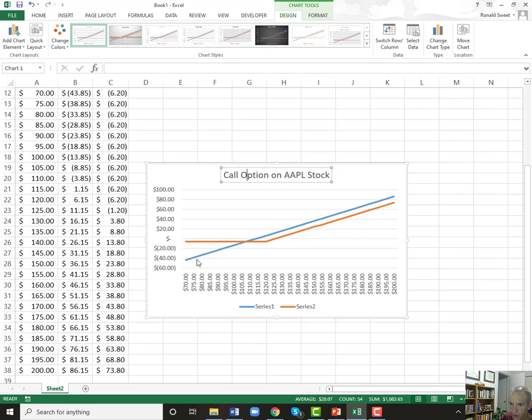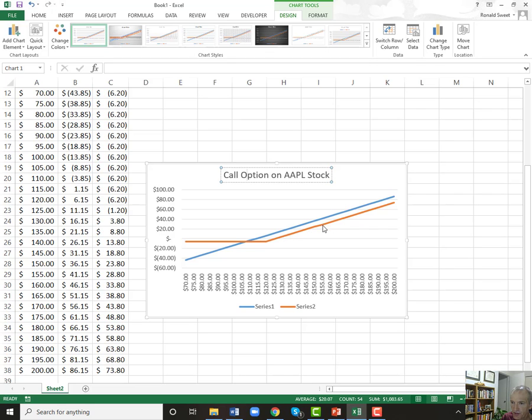You'll notice the blue is just the stock itself. You buy the stock, you get this line. If you buy the call, you have a max loss of $6.20. That's the worst you can do. But as the stock gets above 120, you start getting some of your option premium back. And then at 126.20, you start making gains.